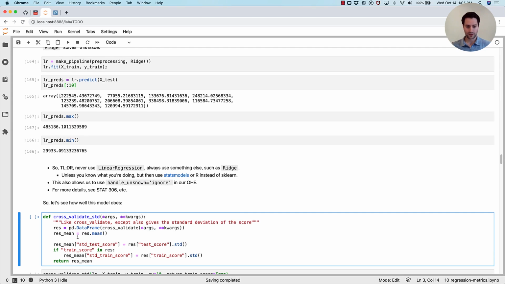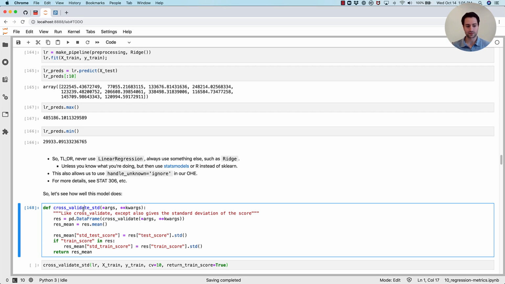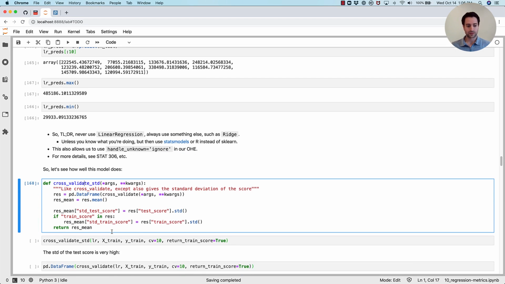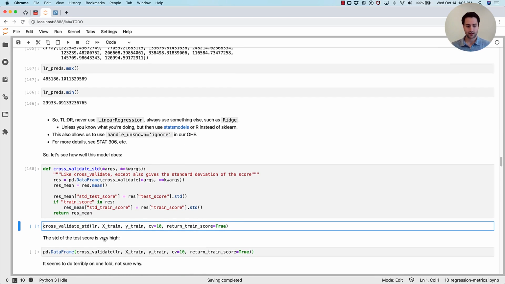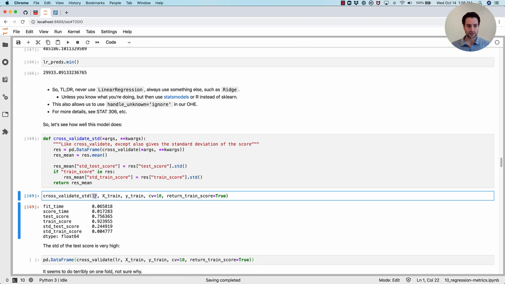I have made this function here that calls cross-validate, but takes not just the mean of the folds but also the standard deviation of the folds, and I'm going to try to get us into the habit of using this function a lot. I've provided this to you in the homework as well. So I'm going to call this function. LR is the variable I named my pipeline with ridge in it.